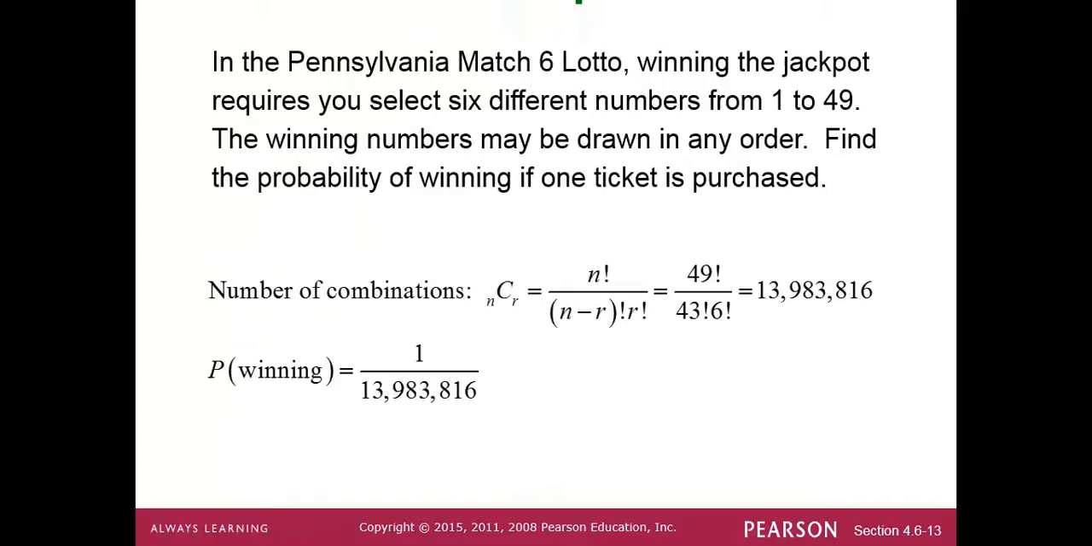In the Pennsylvania Match 6 Lotto, winning the jackpot requires you to pick 6 different numbers from 1 to 49. They can be in any order, so it's a combination. You'll see the problem here is worked out for you.